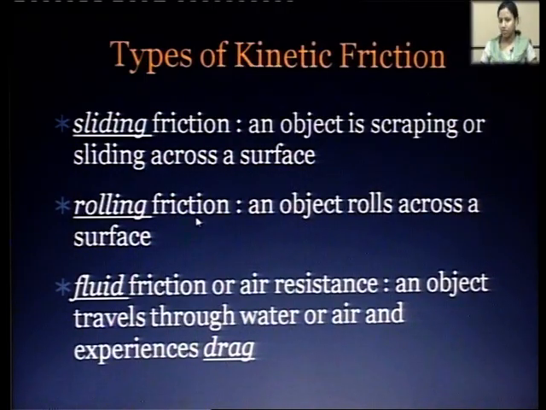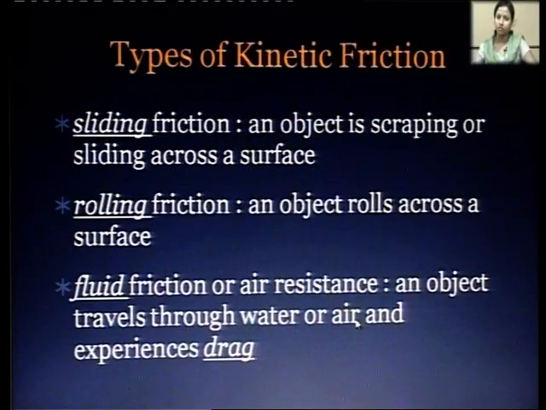Second friction is rolling friction. That is, if an object rolls across a surface, like if we roll a car or bike on the road, this is called rolling friction. And third one is fluid friction or air resistance. It comes into play when an object travels through water or air and experiences a drag. So when a body is in water, or in air, or in any medium, there is some friction, that is called fluid friction.